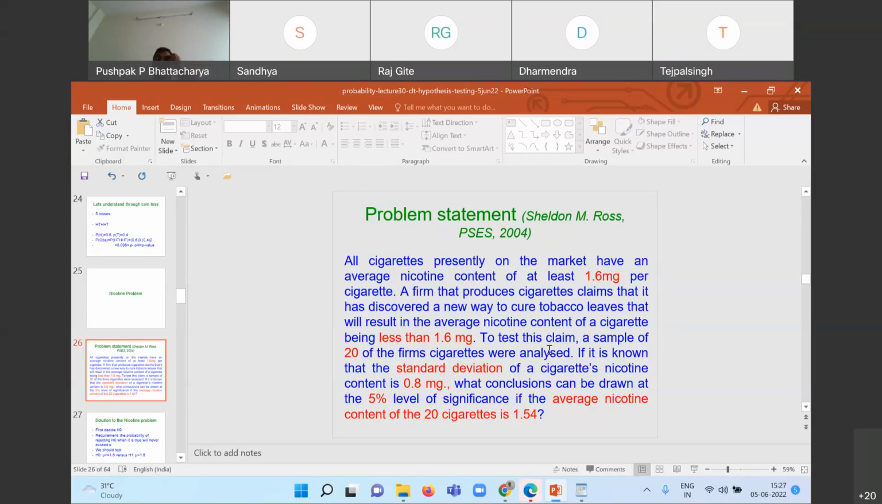And the third point is the 5% level of significance, 1%, 10%. What do they mean? We'll discuss all that.